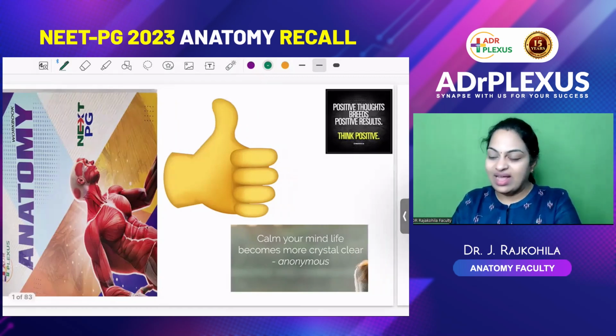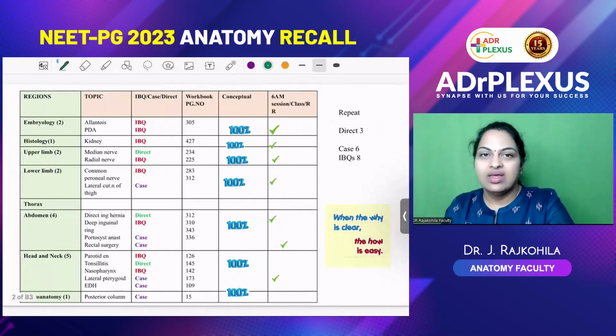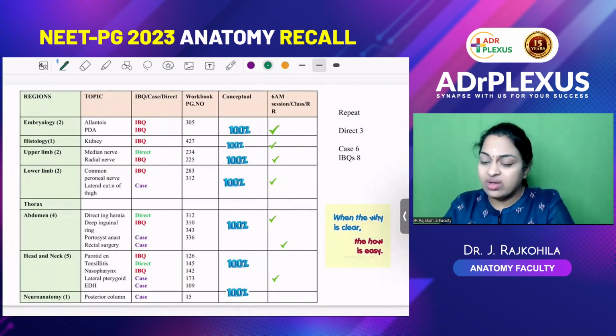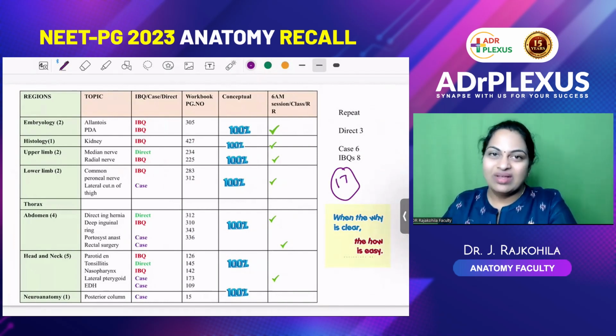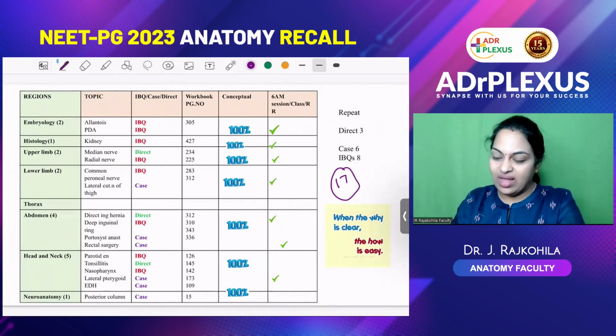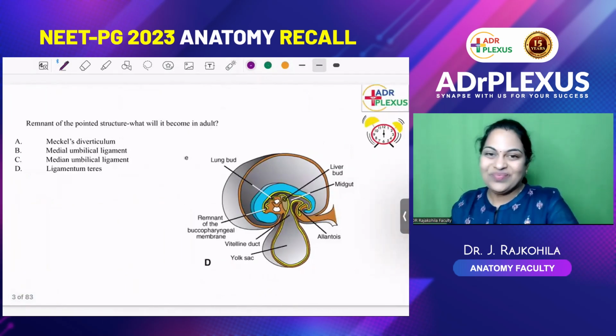As far as anatomy is concerned, ADrPlexus has given you 100% conceptual learning, which must have given you the courage to face all the questions with much more confidence. Around 17 questions have been from anatomy, integrated with the clinical subjects. But if you have had your anatomy thorough, you would have easily answered it all. So we'll go into the session straight now and then analyze it at the end.